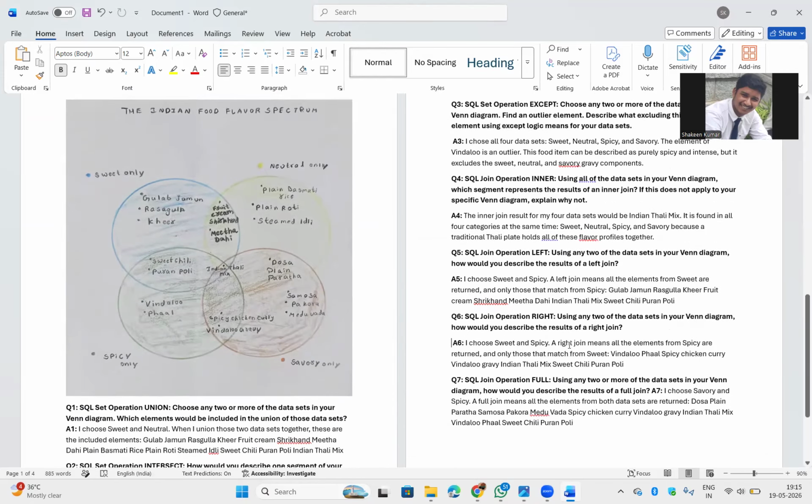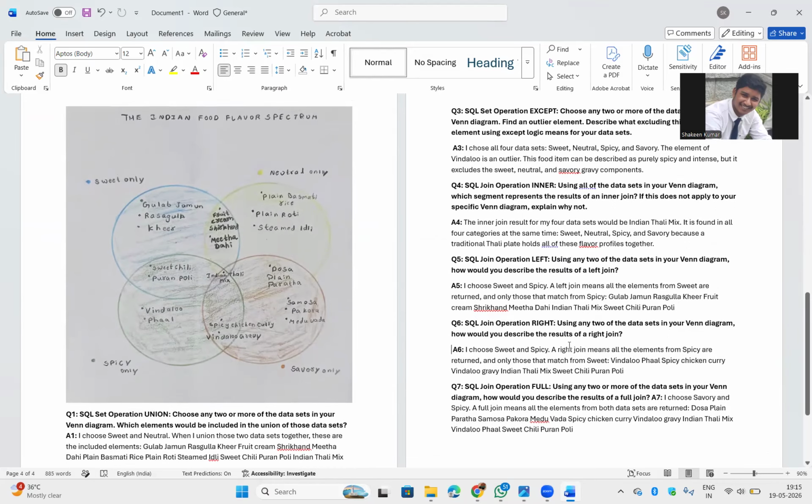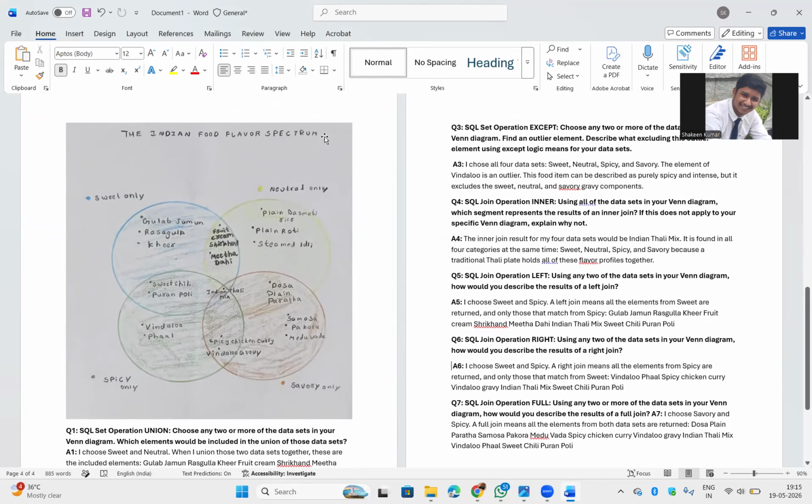Next, I go to my second diagram, which I drew with my own hands. The topic is the Indian food flavor spectrum.